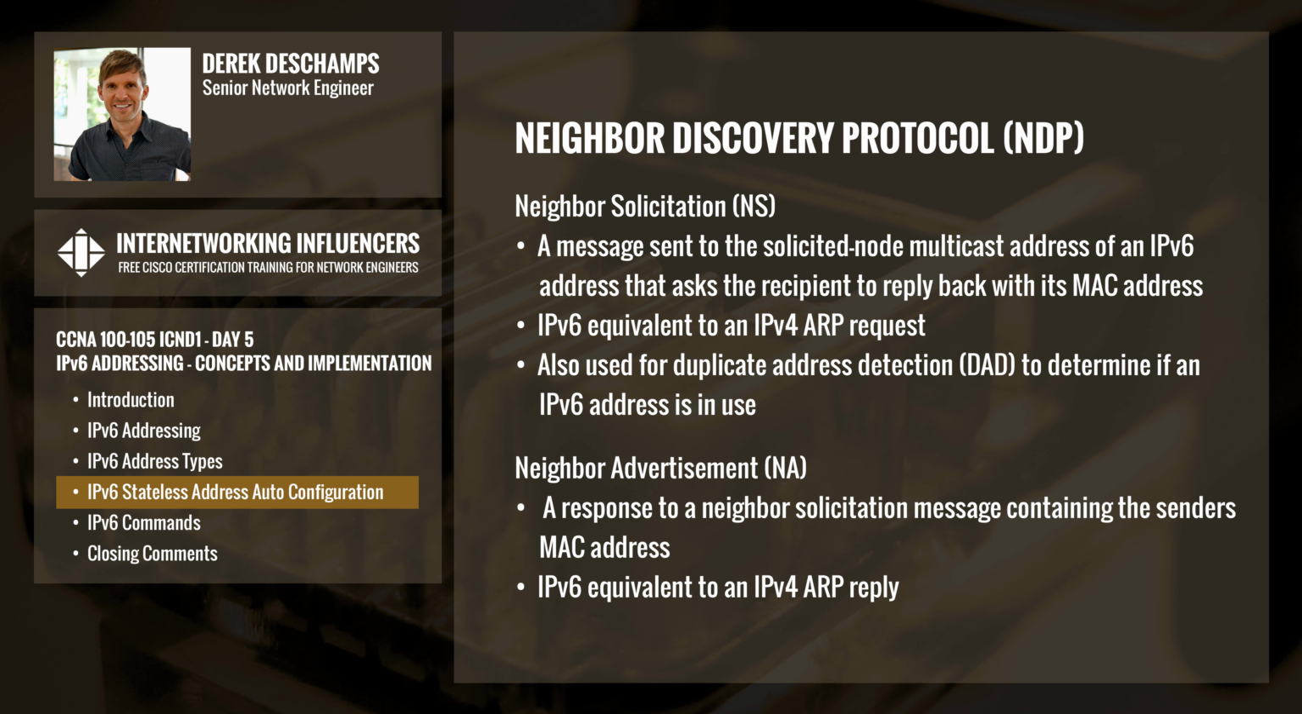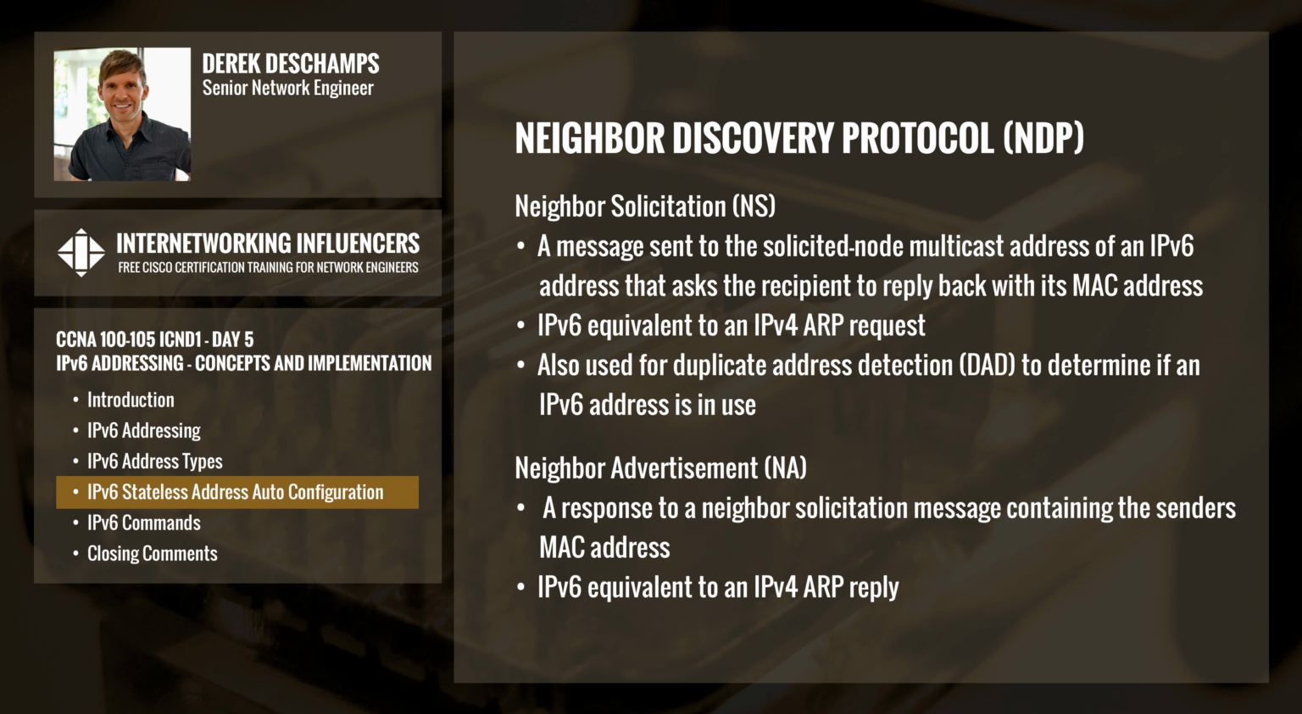A neighbor solicitation, or NS message, is a message sent to the solicited node multicast address of an IPv6 address that asks the recipient to reply back with its MAC address. A neighbor solicitation message is the IPv6 equivalent to an IPv4 ARP request.